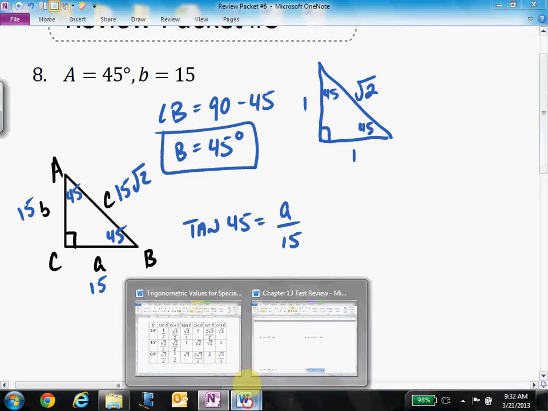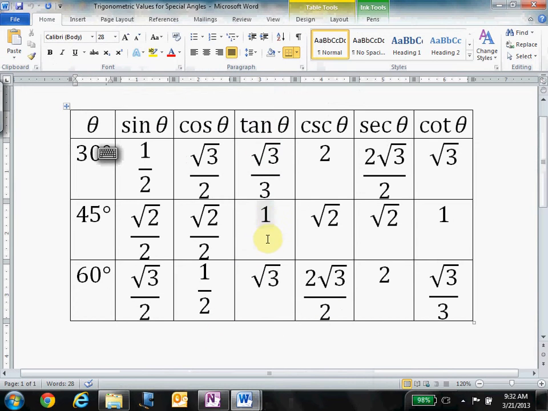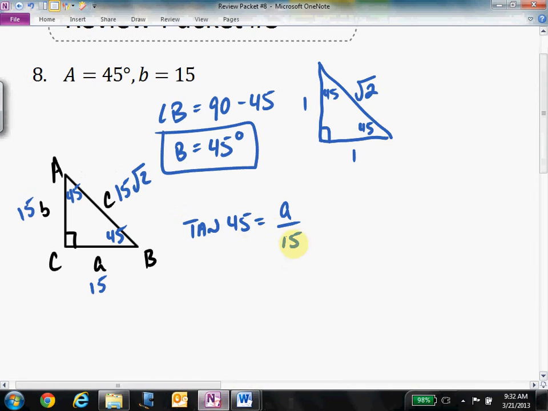If you don't have that memorized, you're going to need to look at your chart. You can see tan of 45 degrees has a value of 1. So I'm going to go back and replace tangent with 1, and make it into a fraction, so it's 1 divided by 1. And I'm going to set that equal to A over 15. Now I can simply solve by cross multiplying, and 1 times A is A. 1 times 15 is 15. Side A is 15, which is what we got.